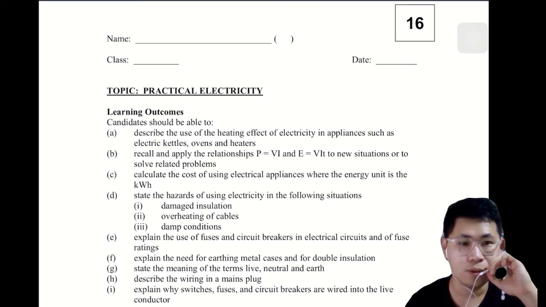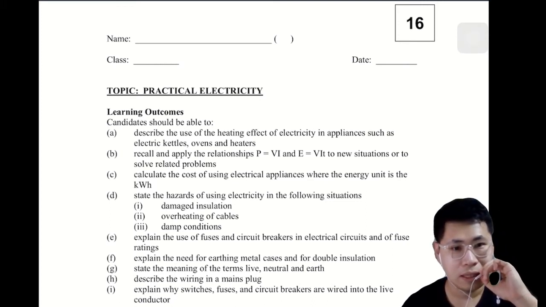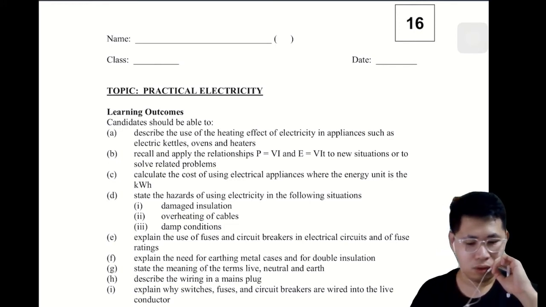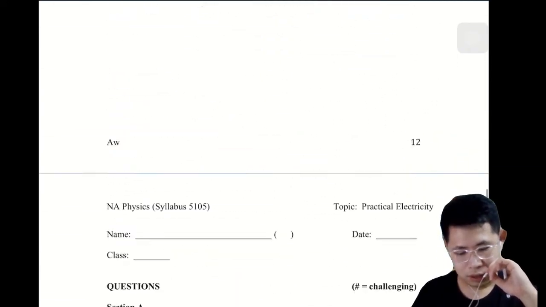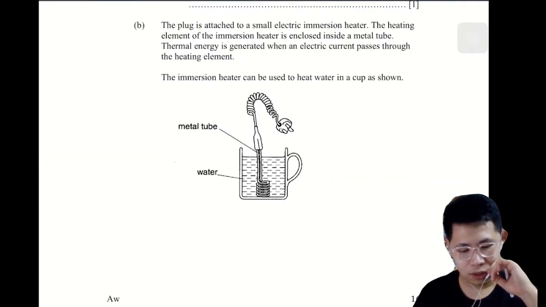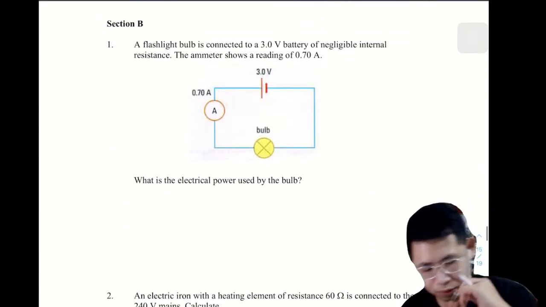Today we'll be going through the topic on practical electricity, but we'll be going through the structured part. So with this worksheet, let's turn to page 15, alright? I think yeah, 15.